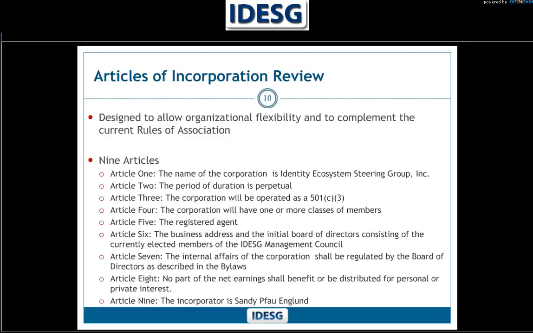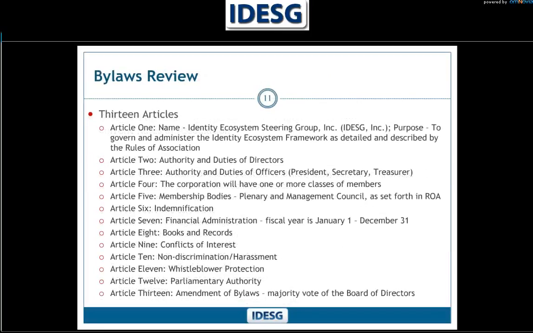And the next slide. The bylaws as well, very straightforward. There are 13 articles. The only thing in addition to the things that we talked about in the Articles of Incorporation is that in Article 1, the purpose is stated to govern and administer the identity ecosystem framework as detailed and described by the rules of association. So you'll see numerous times the rules of association are being referenced.